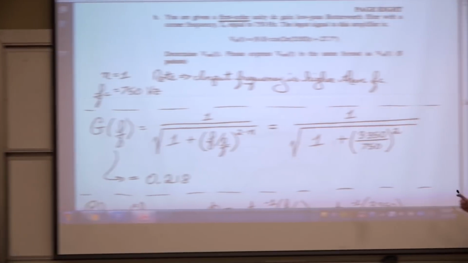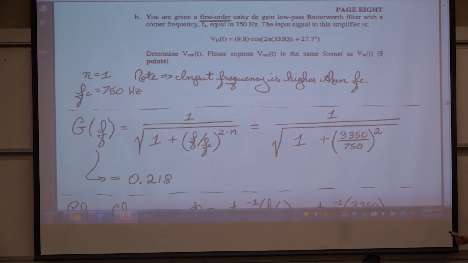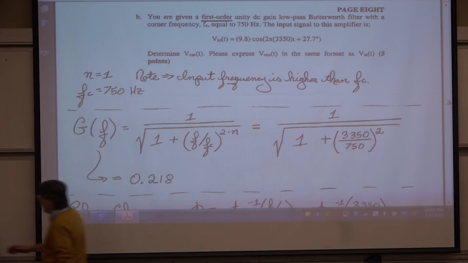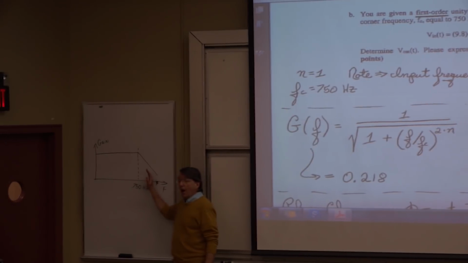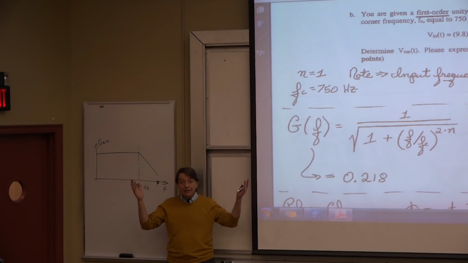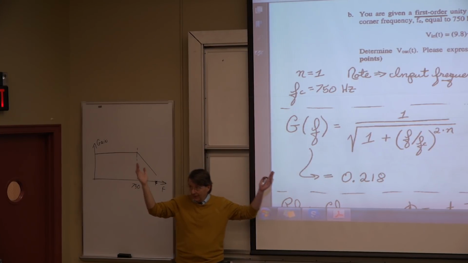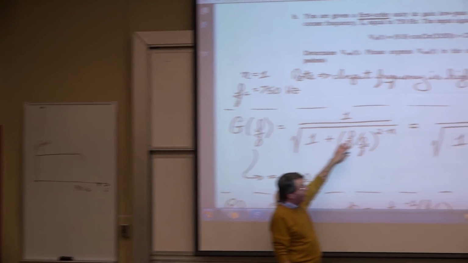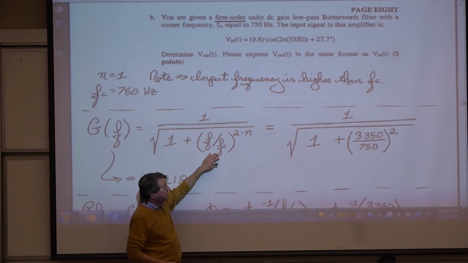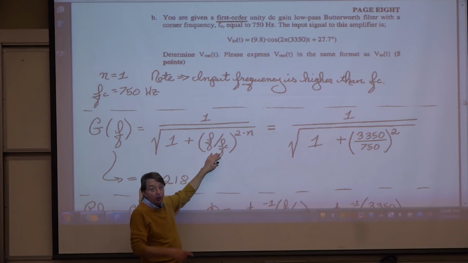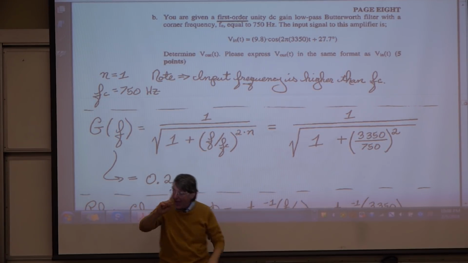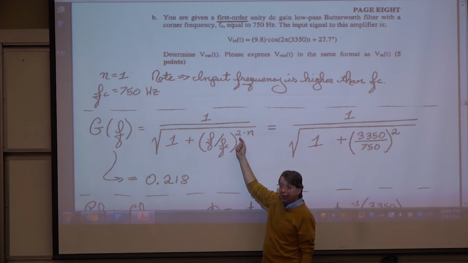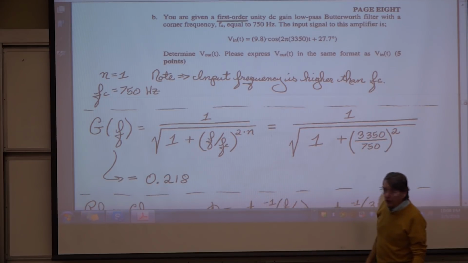Now, I calculate the gain. It doesn't surprise me the gain is less than 1, because I'm above the corner frequency. So the gain is less than 1. Makes perfect sense. So I plug in the F. Where did I get the F? I got the F from the input. F sub C, I was told that. And I was told it was first order. First order means N is 1. But I still get 2 here because it's 2 times N. And I get a gain of 0.218.